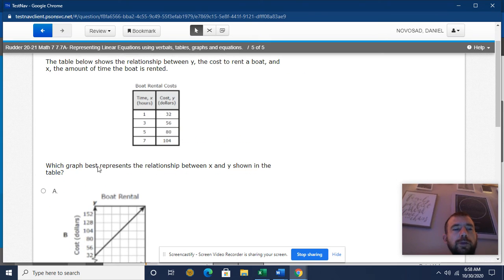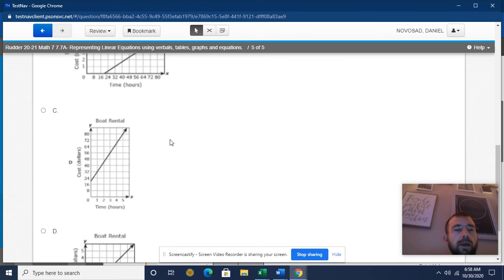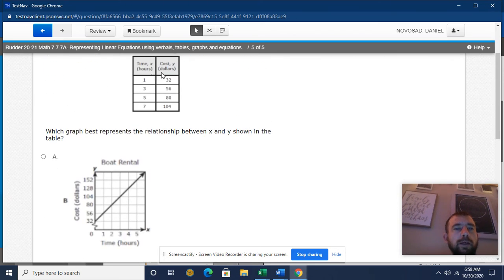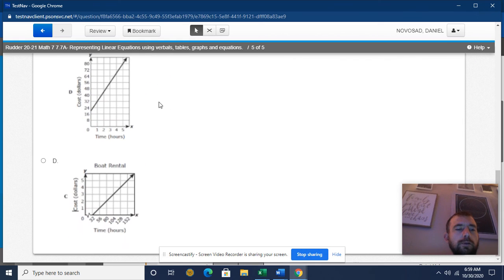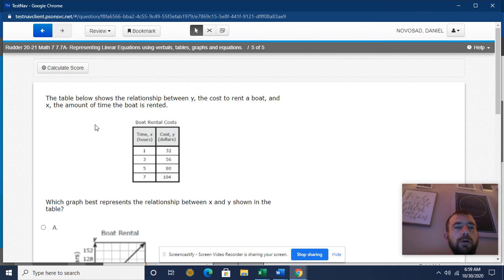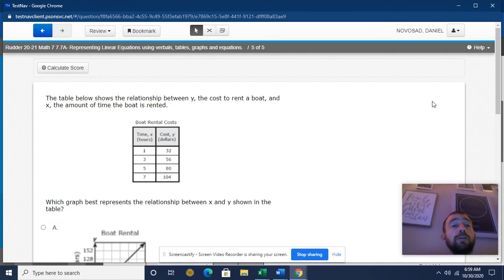And then your last question is, which of these graphs is going to represent this table? What you need to do is look at which one of these lines up. Which one of these has x of 1 and 32 for y? Once you have that, you should be good to go. Make sure you pay attention to how it's labeled. And I hope you guys are successful.